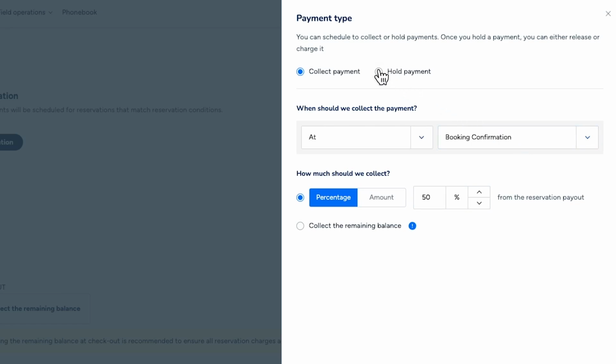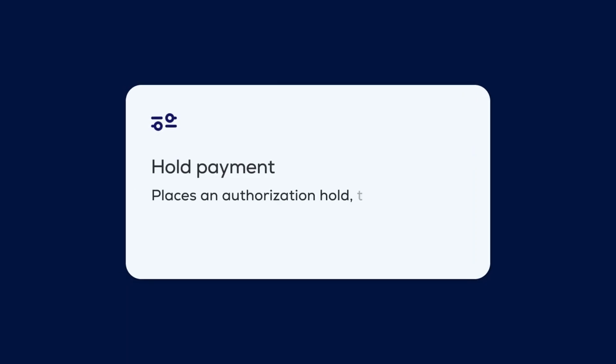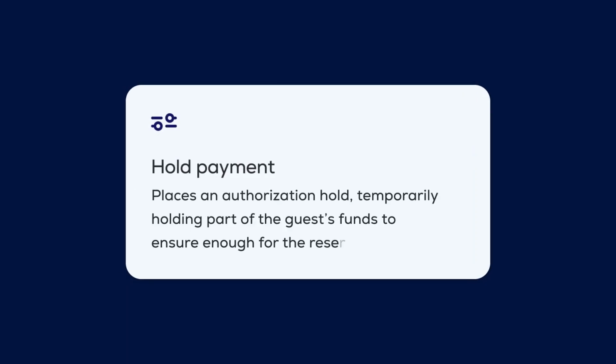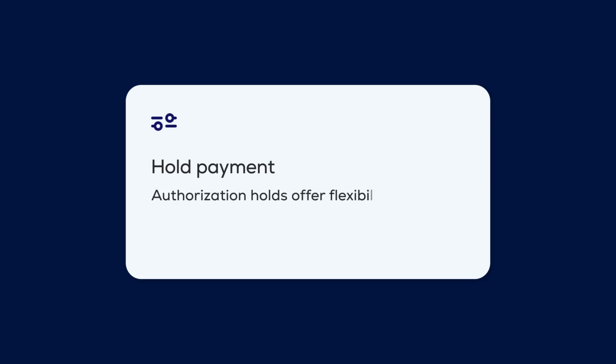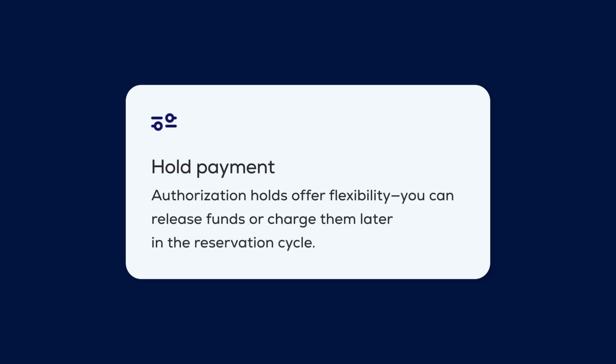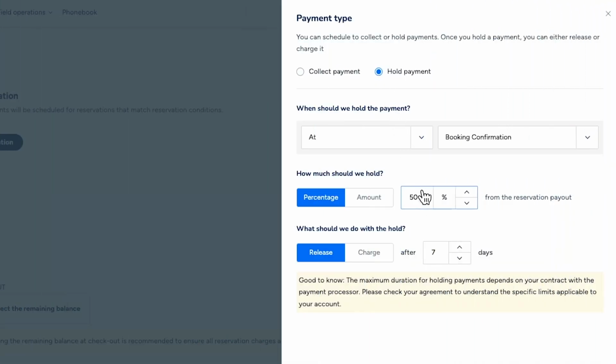Second, hold payment. This places an authorization hold. It's a temporary hold on a portion of the guest's funds to ensure there's enough for the reservation. Authorization holds offer flexibility. You can hold and release funds or choose to charge them at a later point in the reservation cycle. You can, for example, set a confirmation to hold 50% of the total payout and charge it after 7 days.